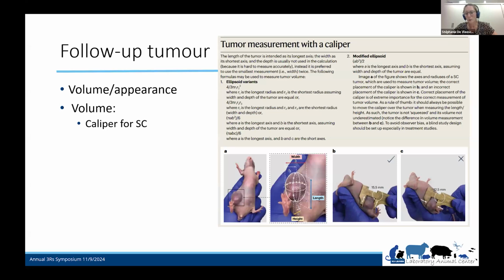You can see in figure B that the caliper is positioned correctly. That means that the caliper can still move over the tumor, while in figure C, it is really squeezing the tumor, and you can see this difference in millimeters. I calculated that there's a 100 cubic millimeter difference between B and C. But of course, volume can also, depending on the model, be determined by imaging, palpation, or blood sampling.